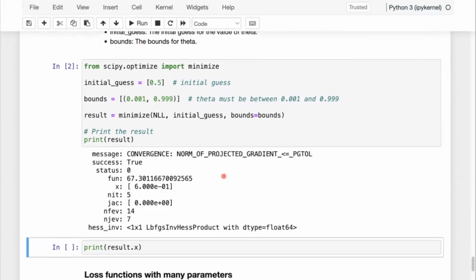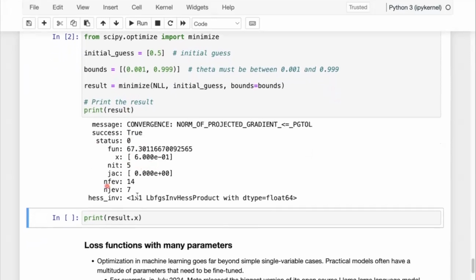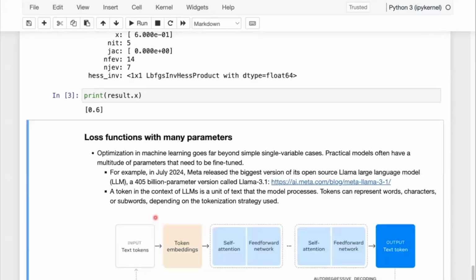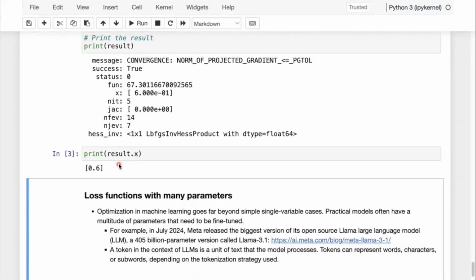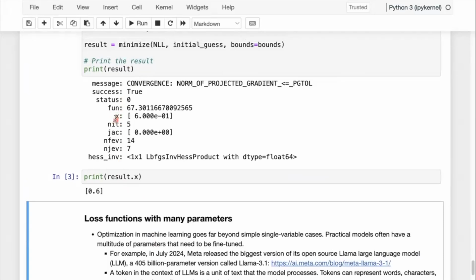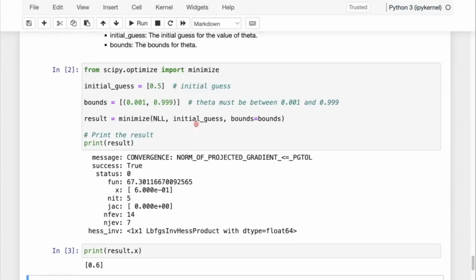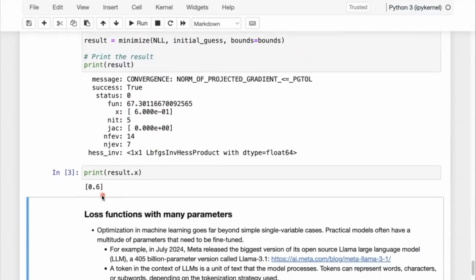And if you run this, you can see here that you get some information about convergence and other things. And you can see that the value that minimizes this function is 0.6. And if you really want to show this information or print that, you can say result.x, right? So x here doesn't mean this is the x value that we have. It's basically what input minimizes this function that we provided as the first argument. And you can see that this is exactly what we expect.